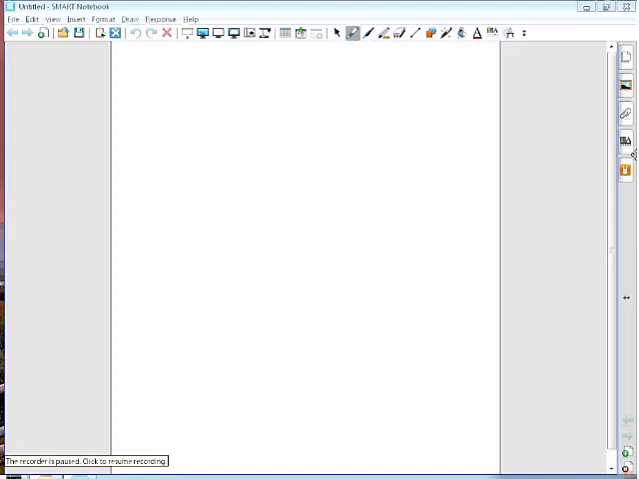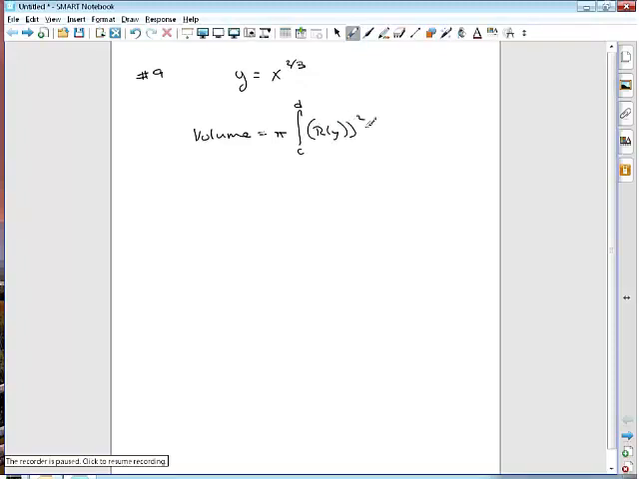This is problem number 9, section 7.2. So just like problem number 7, we're going to integrate with respect to y rather than x because we're rotating around the y-axis. So our volume for using the disk method is pi times the integral from c to d of r of y, quantity squared, dy.